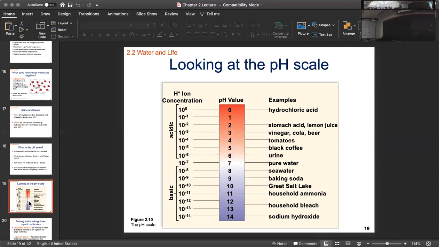This is figure 2.10, the pH scale. All right, here's that scale from 0 to 14 that we were talking about. And what's really cool is they kind of have it color coordinated here, unless you're blue-green colorblind.